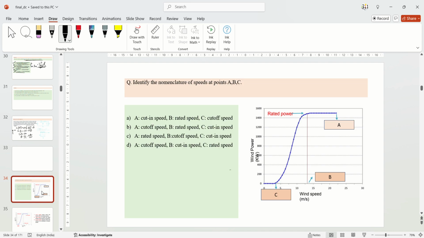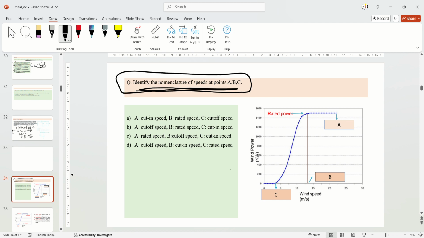Okay. So this is a question related to the speed control of wind turbines. Here there are three threshold speeds: A, B, C. You just have to tell me which speed is actually being depicted by the nomenclature A, B, and C. Okay, 1 minute to solve this question.